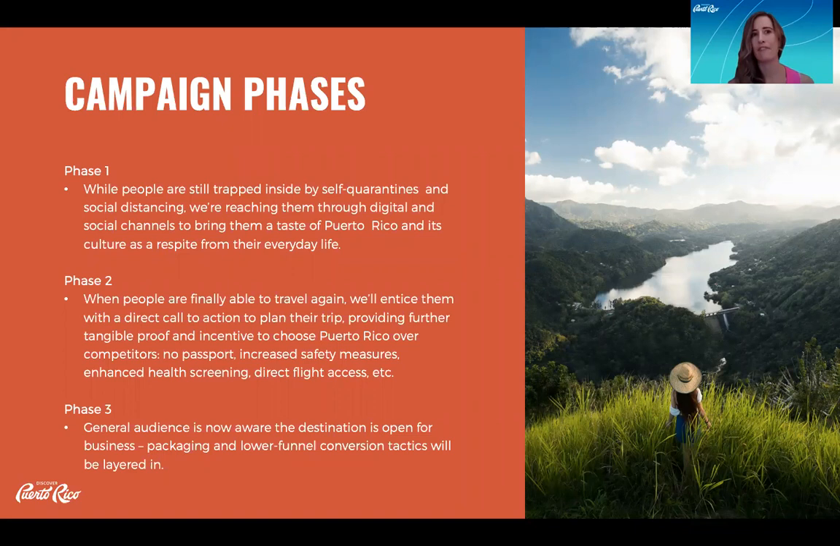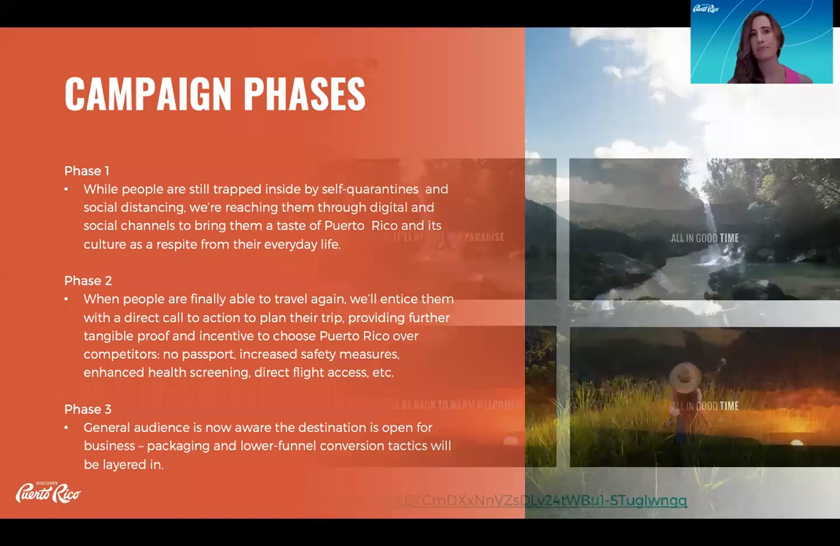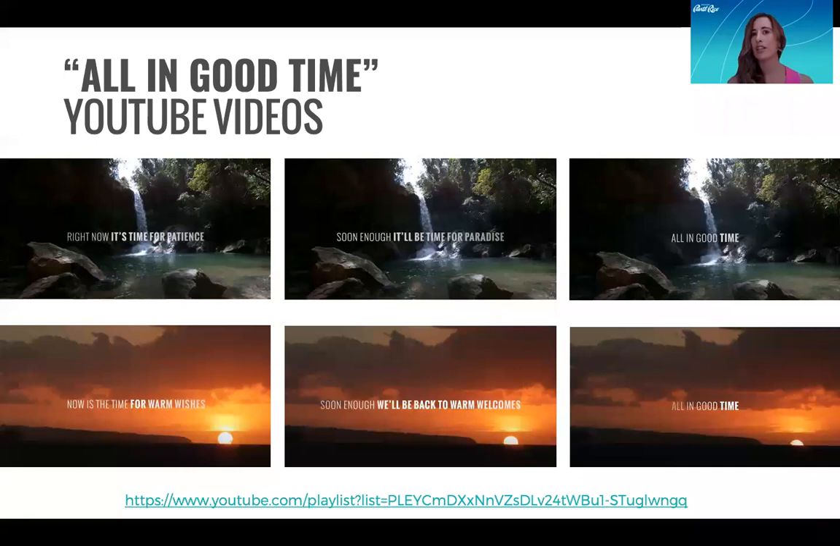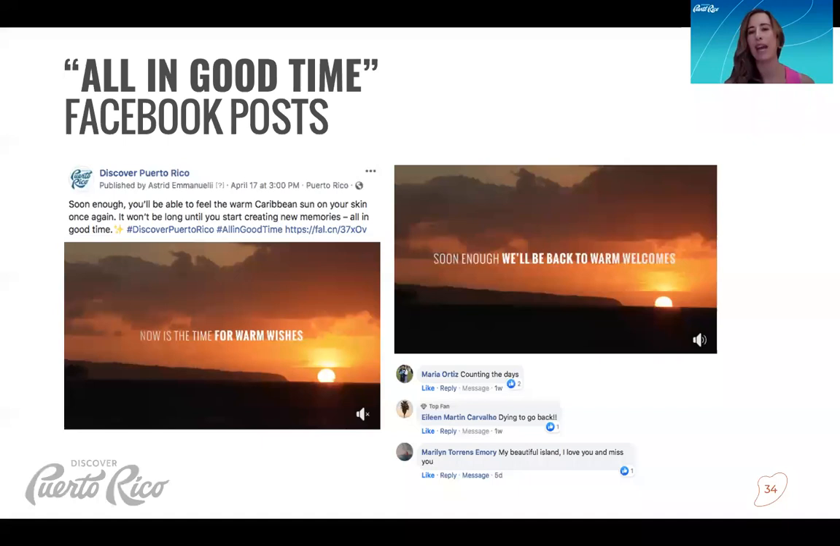In phase two, as travel restrictions are lifted, it's important we lean into more concrete calls to action, touting tangible incentives to travel to the island, including the critical need to finalize the health and cleanliness standards. And then in phase three, we'll focus on lower funnel tactics such as packaging. If you haven't seen our most recent phase one, All in Good Time videos, please be sure to check those out on our YouTube channel. Here are just a few examples of recent Facebook posts tied to All in Good Time. And then you're also going to see some recent campaign-focused Instagram posts.